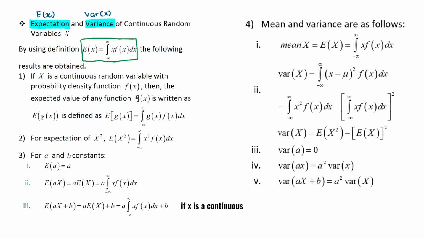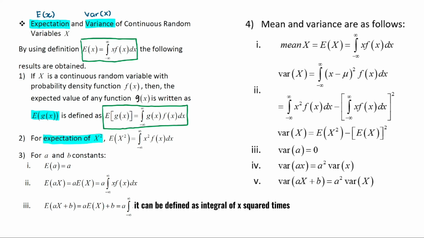If x is a continuous random variable with probability density function f of x, then the expected value of any function g of x is written as the integral of g of x times probability density function with limits negative infinity to positive infinity. So, expectation of x square can be defined as the integral of x square times probability density function with limits negative infinity to positive infinity.